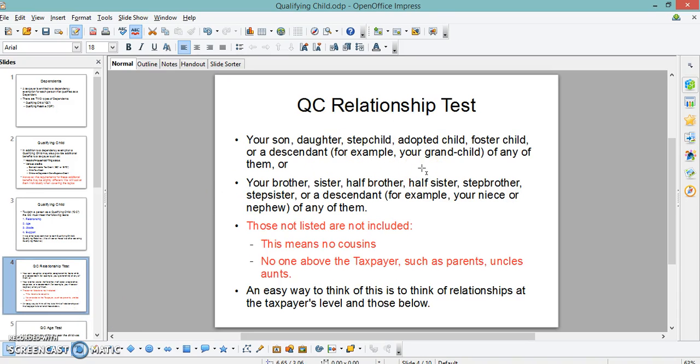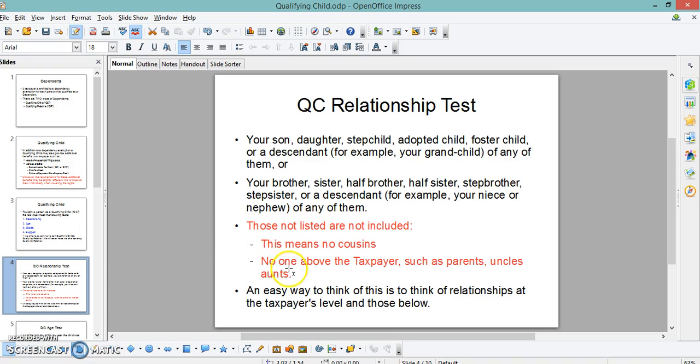The very first test is the qualifying child has to be related to the taxpayer in one of these manners. Below the taxpayer, it could be their son, daughter, stepchild, adopted child, foster child, or a descendant of any of those relationships, such as grandson, granddaughter, and so on. Then you have relationships on the same level: brother, sister, half brother, half sister, and stepbrother, or the descendant of any of those. So again, their sons and daughters and granddaughters. So a niece or a nephew also qualifies.